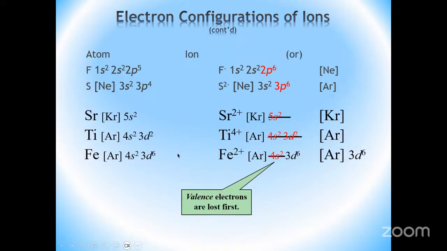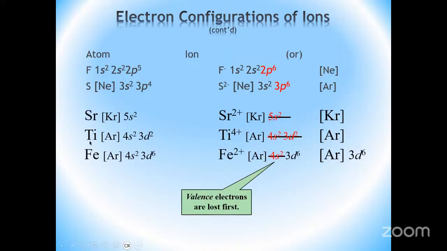Now, when it comes to the case of cations, you're going to remove electrons. So let's say you want to go from strontium to strontium 2 plus. That means that you have to remove these two electrons. When these two electrons are removed, that 5s sublevel will disappear. And therefore, you're going to end up with the electron configuration of krypton.